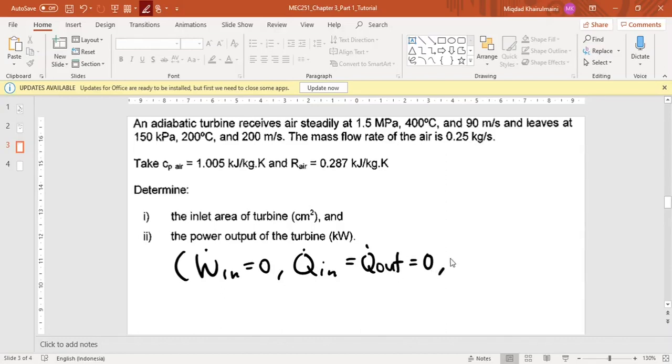Now the third one: the question does not mention that we can neglect potential energy, but when we read the question there are no values given for the potential energy. So we can make an assumption that the potential energy can also be neglected, because there are no values given for it. Alright, so the conditions we have written.